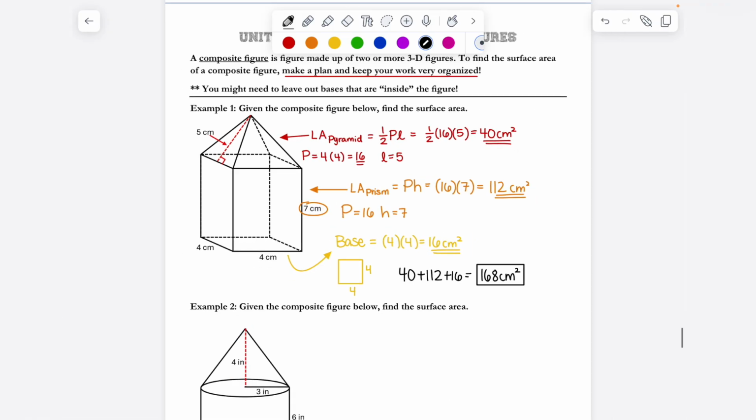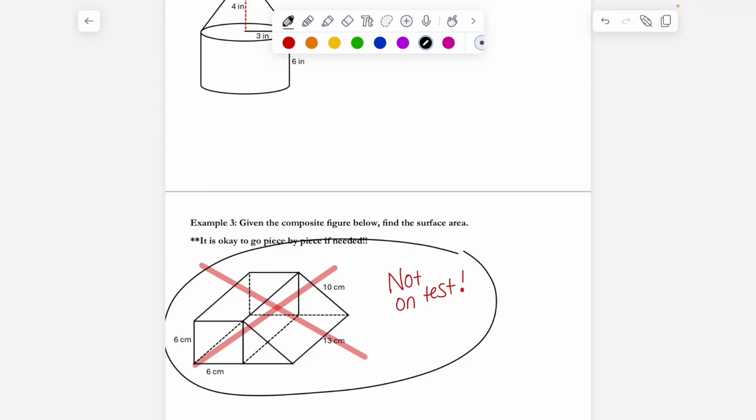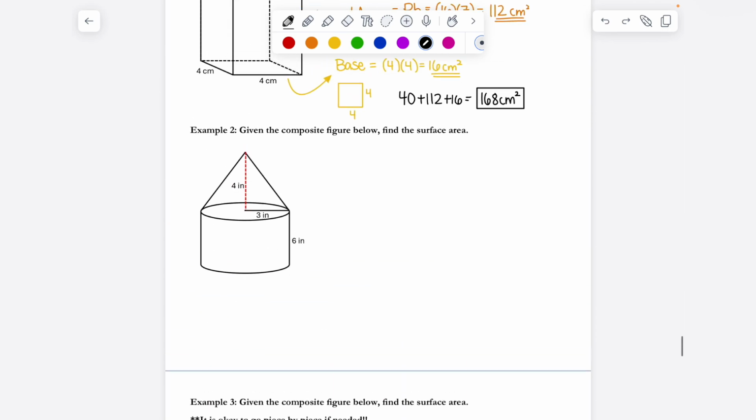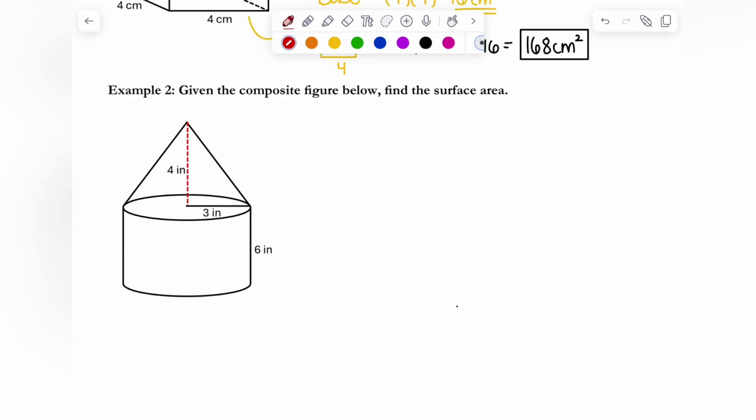We're going to do one more. Okay, we're actually not going to do this one. It's a little bit of a harder problem and it's not on the test. So since I am not there to teach today, I am going to totally skip example 3. So let's just do example 2 and then you can get started on your homework, which is going to be the test review worksheet. Okay, so example 2, we have kind of a similar situation going on.